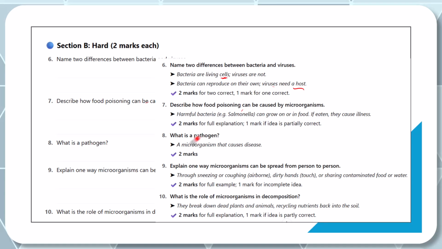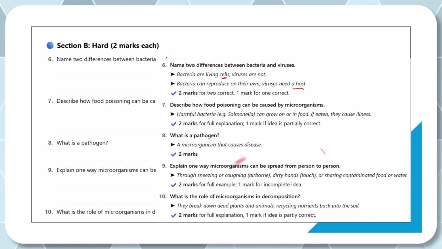Question 8, we say that a pathogen is a microorganism that causes disease. We already said that. And in the previous video, question 9, we asked, explain one way microorganisms can be spread from person to person. We said things like sneezing or coughing, like airborne diseases like COVID, dirty hands, for example, touching food, or even sharing contaminated food or water. Like, for example, when you are swimming in a swimming pool and the water is contaminated, and you drink that water by accident, you can get infected, and then you can start getting ill.